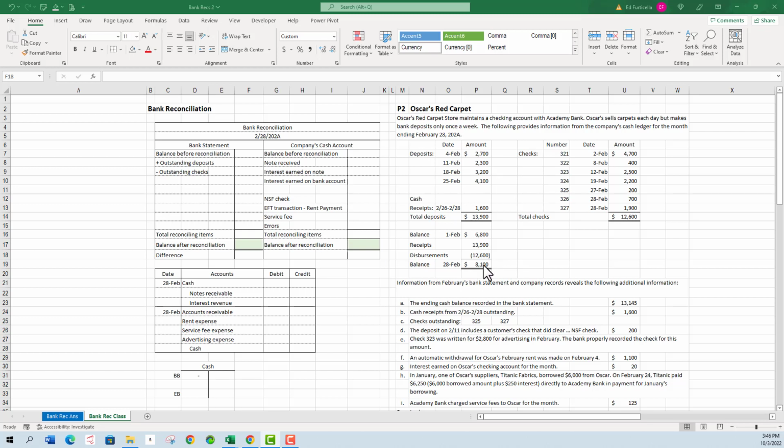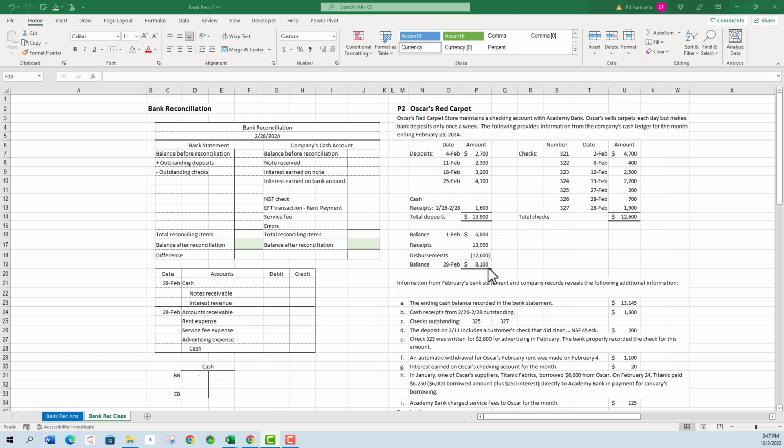As can be seen, our cash account's beginning balance on February 1st was $6,800. During the month of February, Oscar's Red Carpet Store received $13,900 in cash payments. During the month of February, they also made payments by writing checks totaling $12,600. So the February 28th unadjusted balance is $8,100. We take the beginning balance of $6,800, add receipts of $13,900, subtract disbursements of $12,600 to get a cash account balance on February 28th of $8,100.